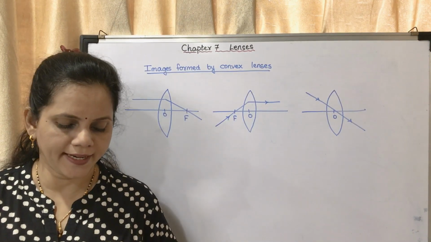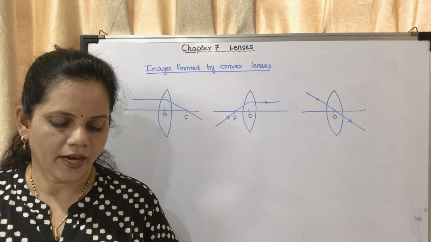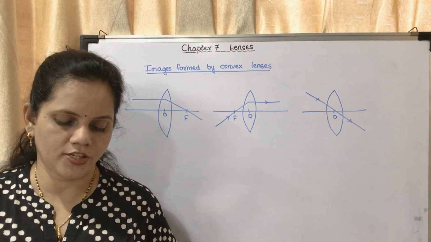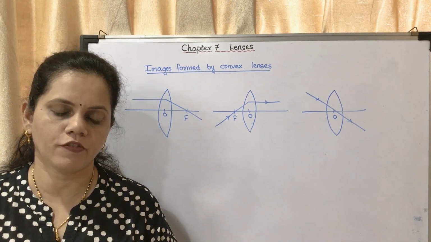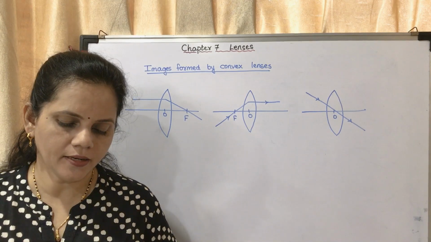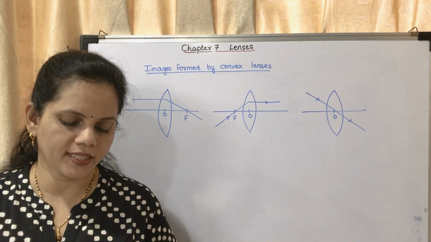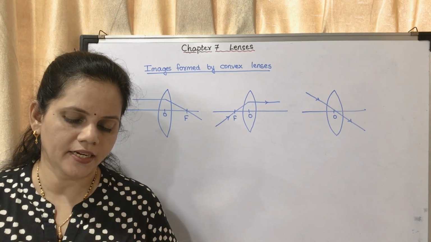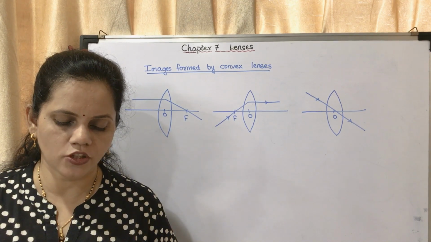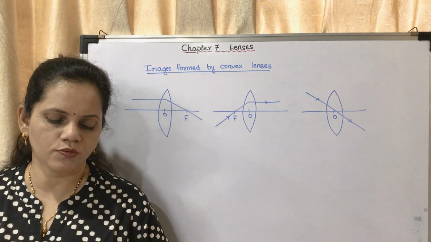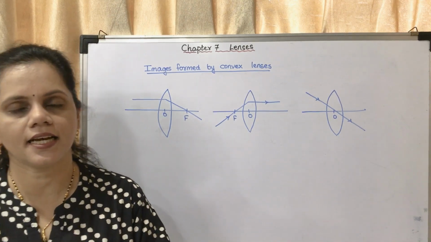Now on page number 81 there is a Try This question. The question is, keeping the screen fixed, obtain a clear image of a distant object like a tree or a building with the help of a convex lens on the screen. Measure the distance between the screen and the lens with the help of a meter scale. Now turn the other side of the lens towards the screen. Again obtain a clear image of the distant object on the screen by moving the lens forward and backward. Measure the distance between the screen and the lens again.